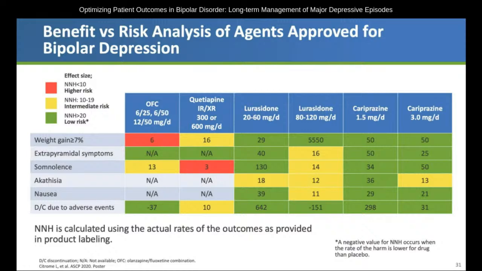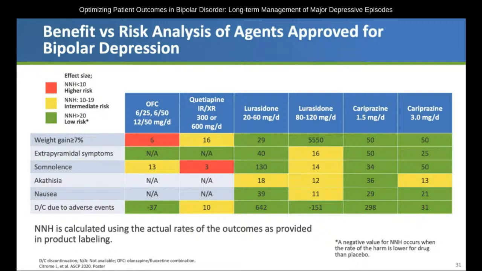For quetiapine immediate or extended release, I pulled together all the data here. The number needed to harm for somnolence was 3. For every 3 people randomized to quetiapine versus placebo, you would expect 1 additional patient complaining of somnolence. That's actually about twice as often as you would expect response or remission. So we're prepared to encounter somnolence when we prescribe quetiapine.